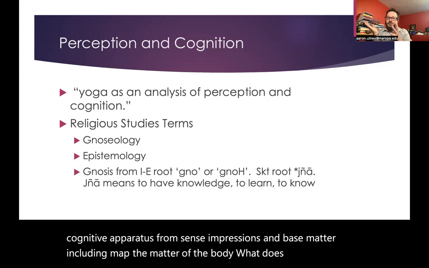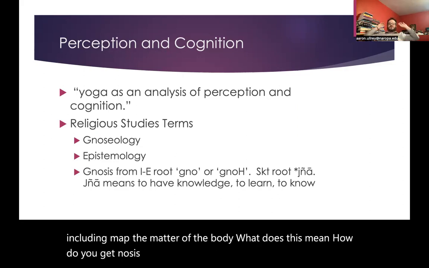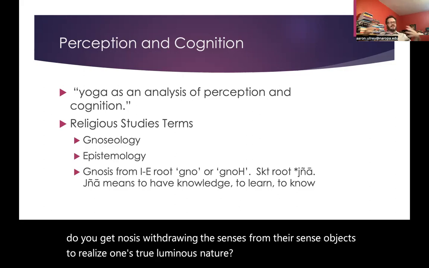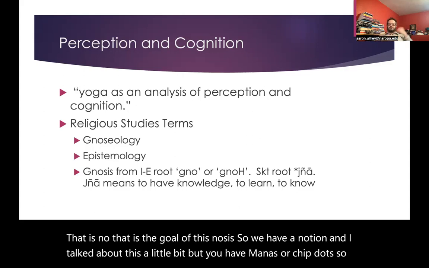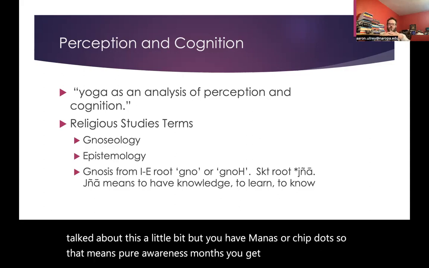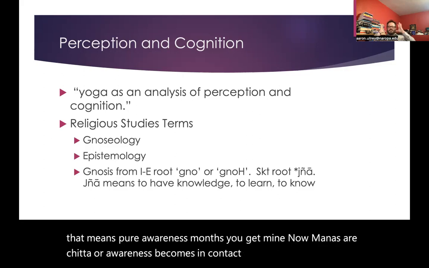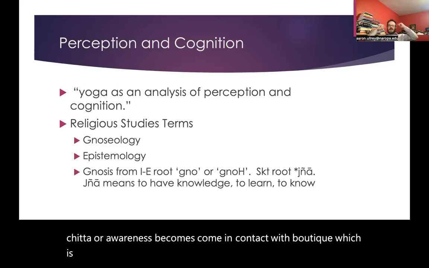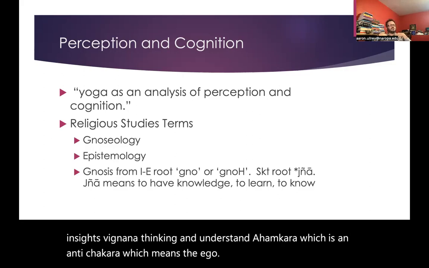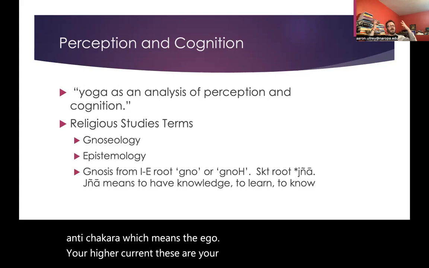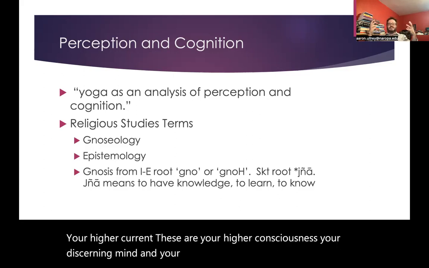What does this mean? How do you get gnosis? Withdrawing the senses from their sense objects to realize one's true luminous nature. That is the goal of this gnosis. So we have a notion, and I talked about this a little bit, that you have manas or chitta. So that means pure awareness. Manas, you get mind. Now, manas or chitta or awareness becomes in contact with buddhi, which is insights, vijnana, thinking, and ahamkara, which is an antahkarana, which means the ego. These are your higher consciousness, your discerning mind, and your ability to have thoughts.